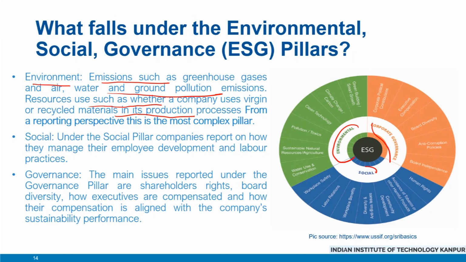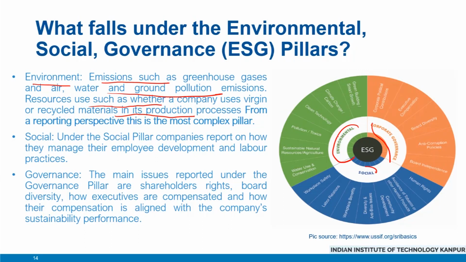And again, we reiterate that resources used, such as whether a company uses a virgin or recycled material in its production process, and how a company ensures that from cradle to grave, the maximum material in their product is cycled back into the economy rather than ending up in a landfill. Similarly, companies are expected to be good stewards of water resources. Land use concerns like deforestation and biodiversity disclosures all fall under the environmental pillar. Companies also report on positive sustainability impacts they might have, which may translate into long term business advantage. Again, from a reporting perspective, this is the most complex pillar.